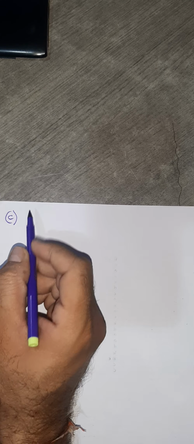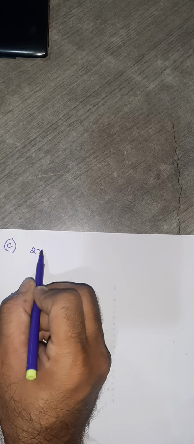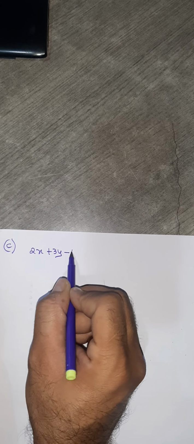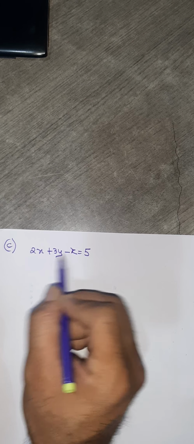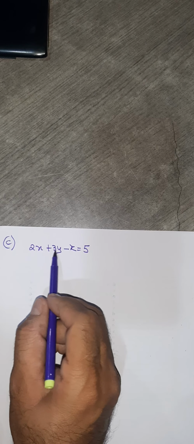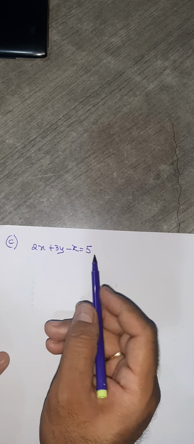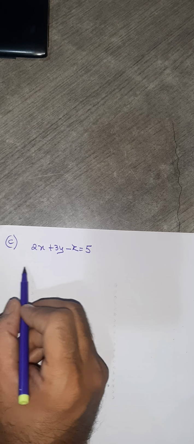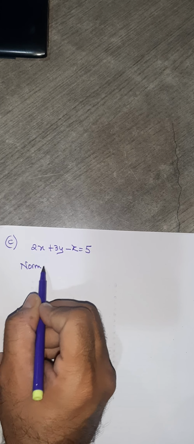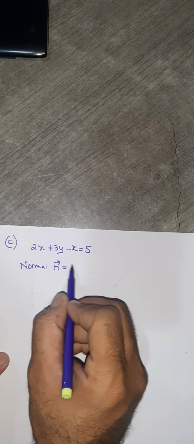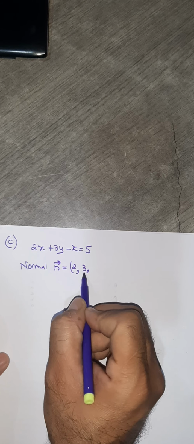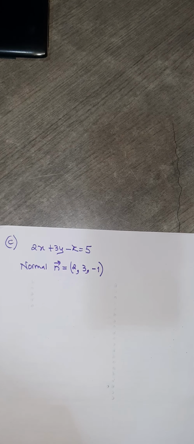I'll do one more. Let's see. Next one, the third sub-question. The equation is 2x plus 3y minus z equals 5. This is the equation of the plane, ax plus by plus cz plus d equals 0. So the normal to the plane would be the coefficients 2, 3 and minus 1.